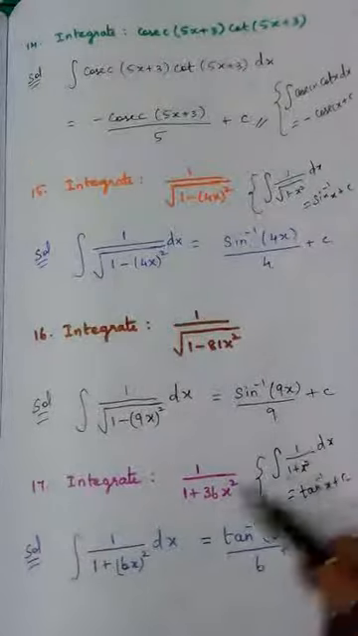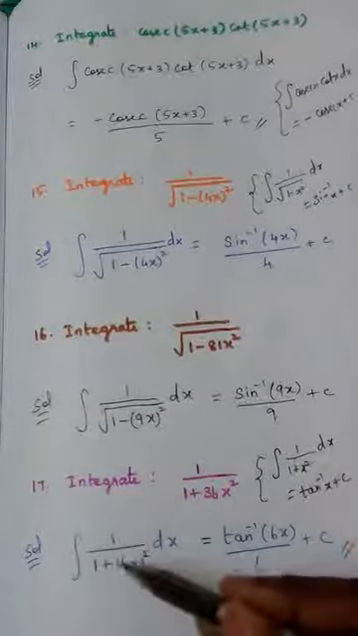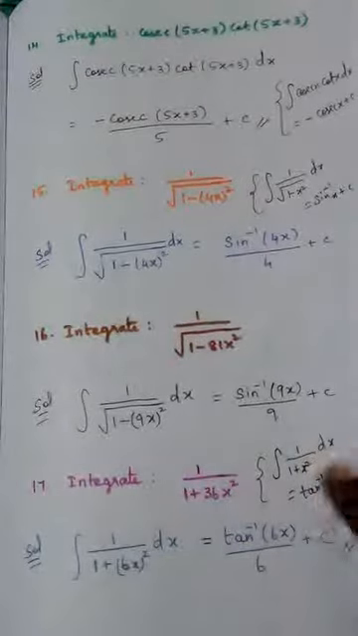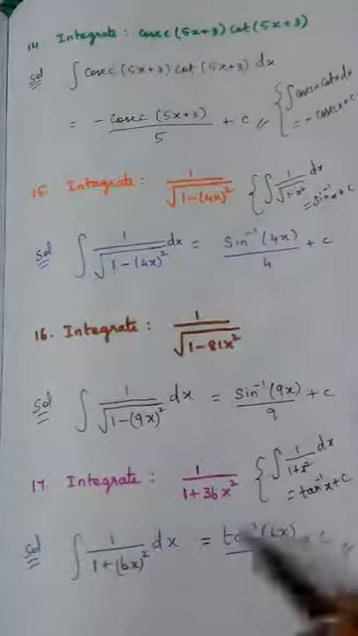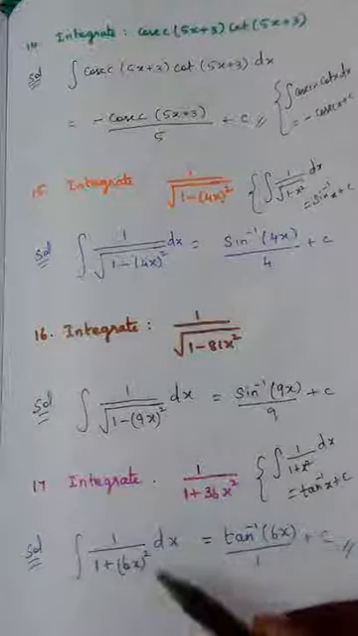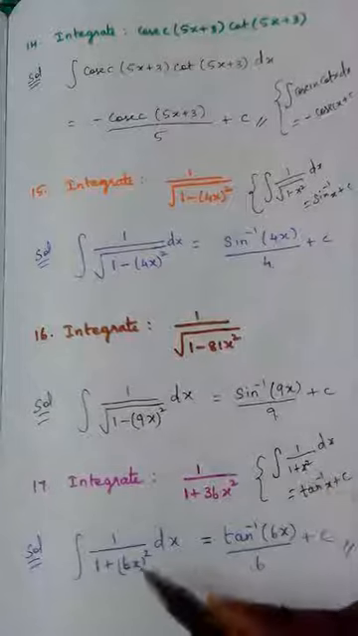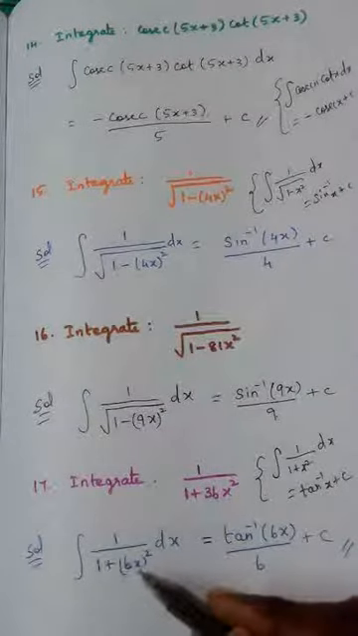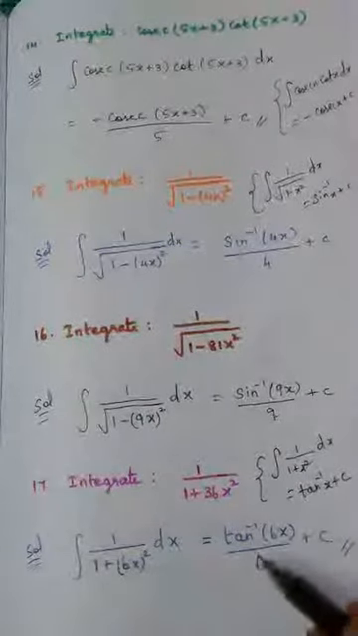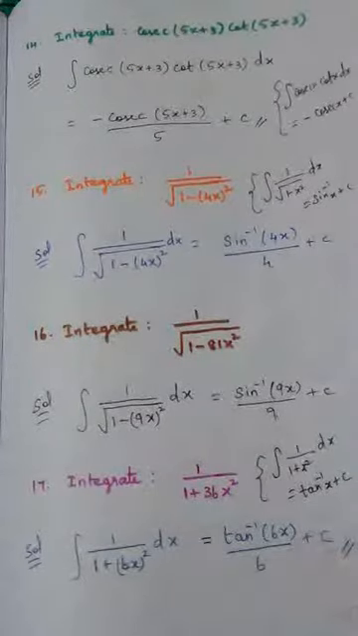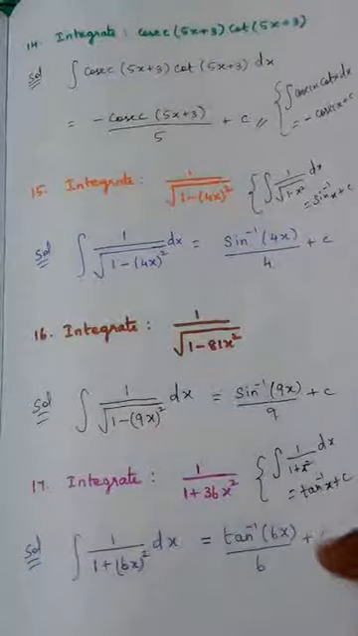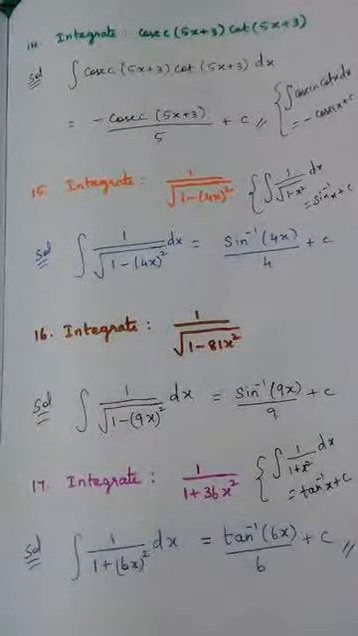So now see, compare this and this. 1 by 1 plus x square, but in place of x, 6x is present. So apply this formula, tan inverse x, in place of x, 6x is present. So tan inverse 6x. I should differentiate 6x once again. 6 will come, that 6 should be written in the denominator. So tan inverse of 6x by 6 plus c is the final answer.